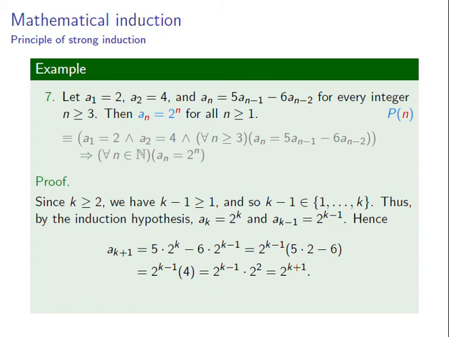So a_{k+1} is indeed equal to 2^(k+1). This completes the inductive step. Therefore, by the principle of strong induction, a_n is equal to 2^n for all positive integers n.